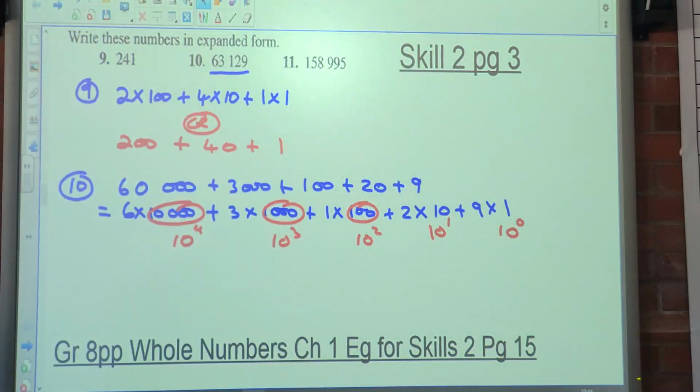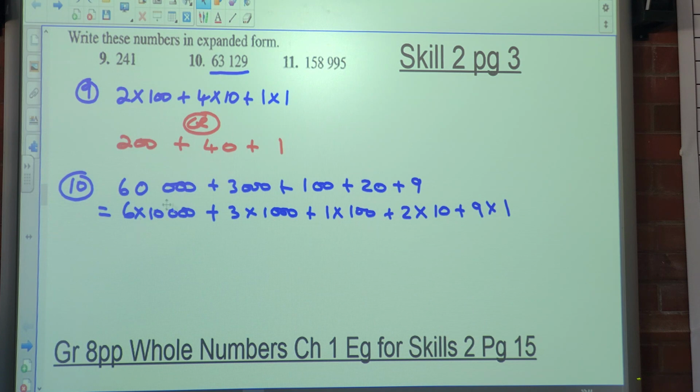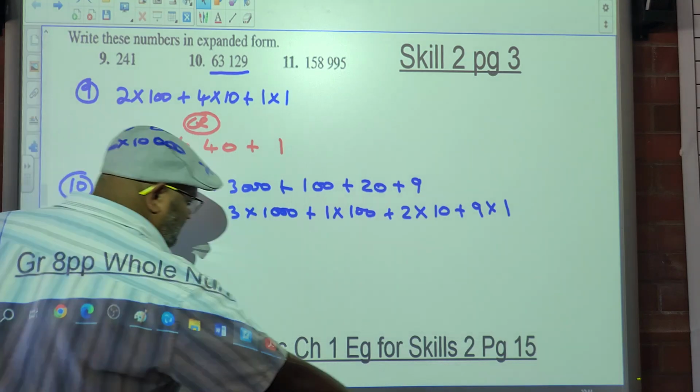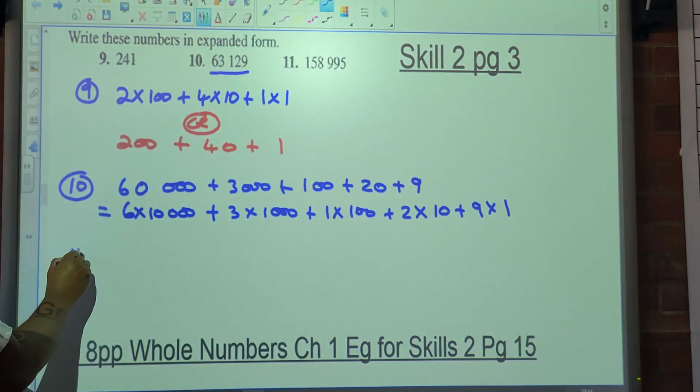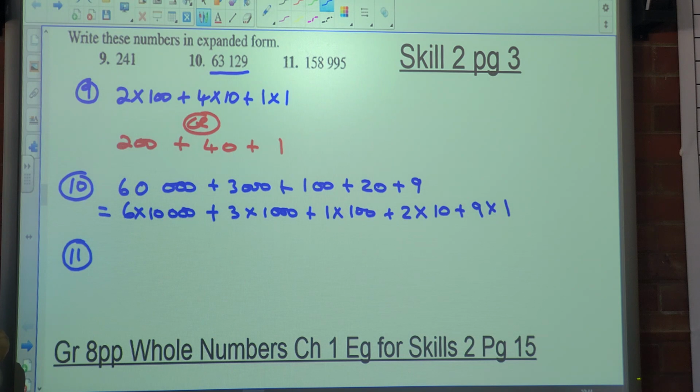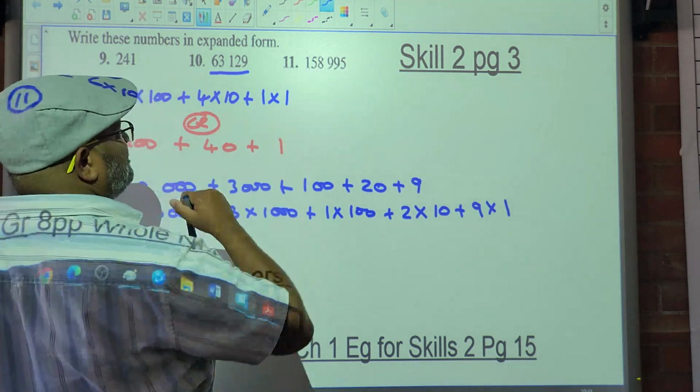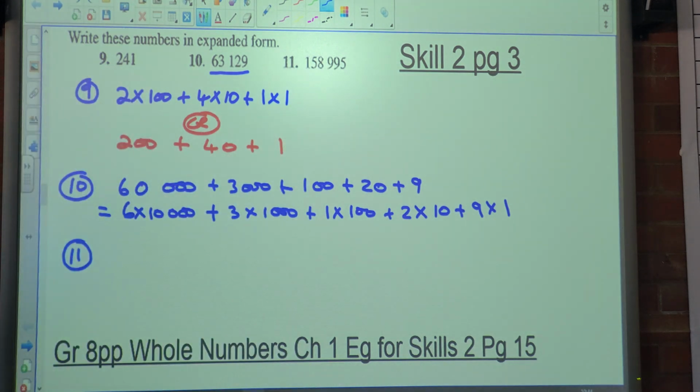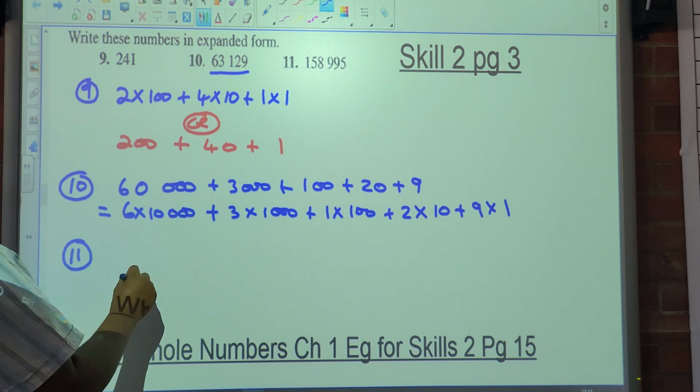Okay. But now, that is how we write it in expanded form. You guys understand? Let's look at number 11. Number 11, what is this number? 148,995. So in terms of the number, what should that be?